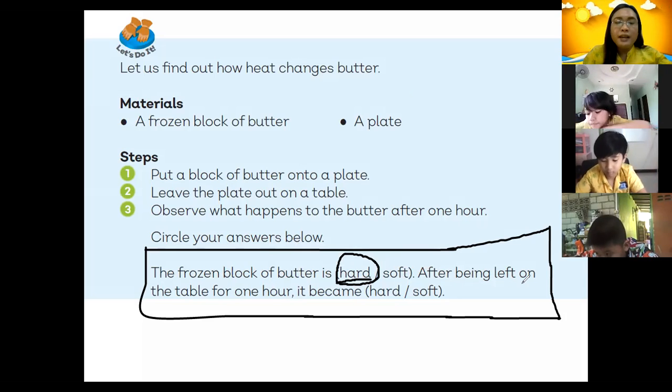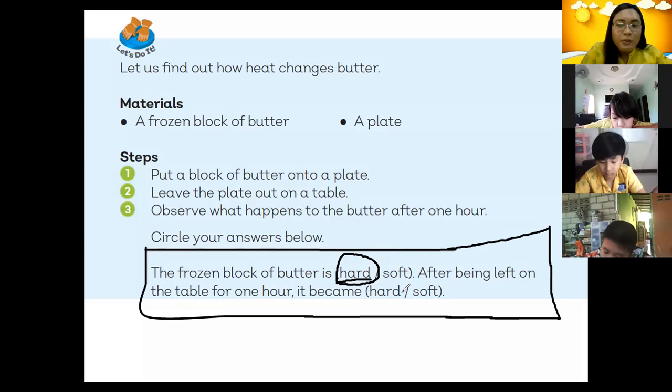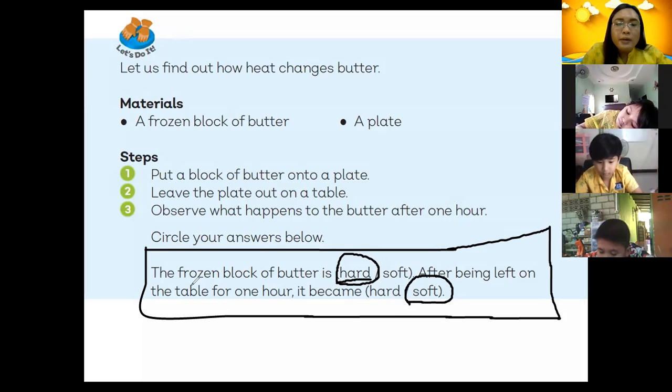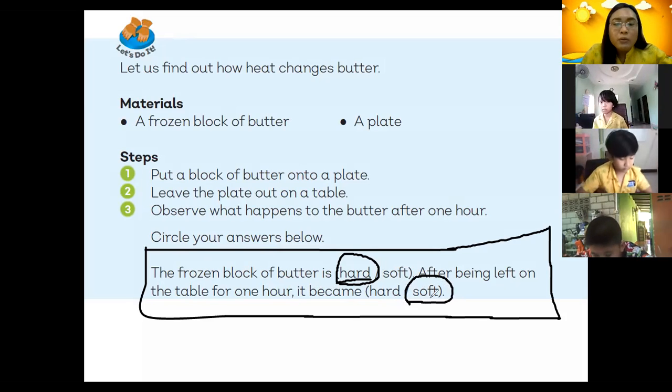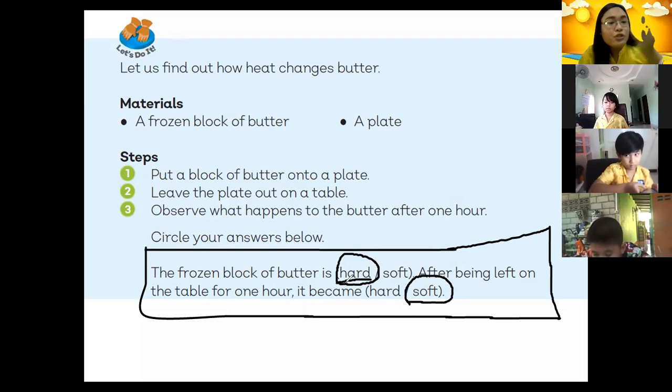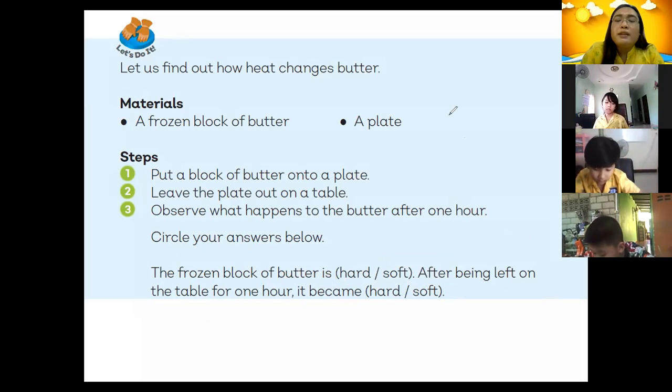And then after being left on the table for 1 hour, did it become soft or did it become hard? What do you think? Soft. Okay. So again, if you put the butter in the freezer, the butter will become hard. And if you put the butter outside on a table and leave it there for 1 hour, the butter becomes soft. So from hard to soft because of heat. Now let's proceed to this one.